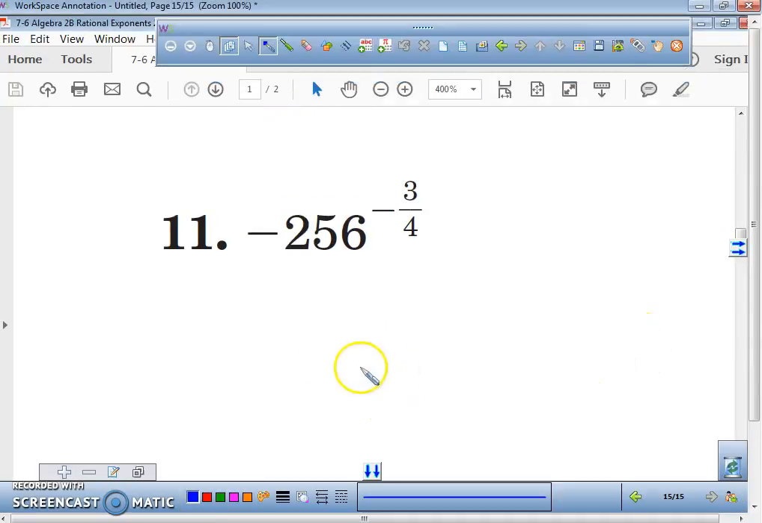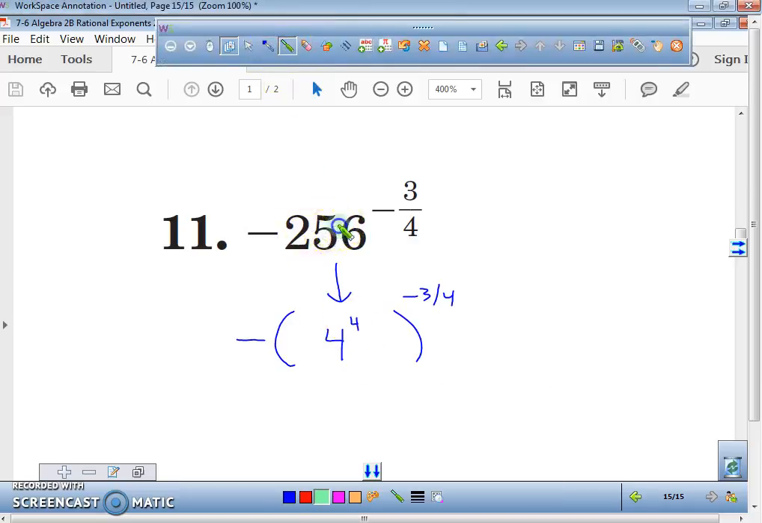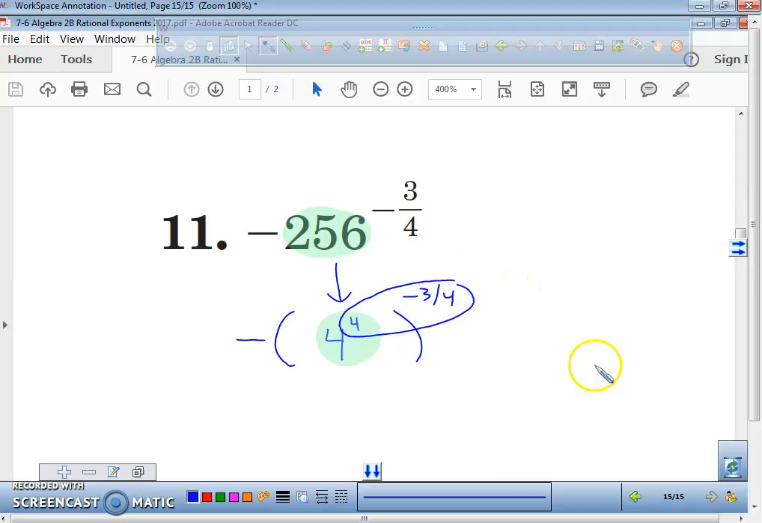Here we go. Number 11. Write negative, open up a parentheses, and we're going to change the number 256 to a different number. 256 equals 4 to the power of 4, and understand that the number 256 is equivalent to 4 to the 4th power. This seems a little redundant. Well, what am I allowed to do with those? Multiply them together.